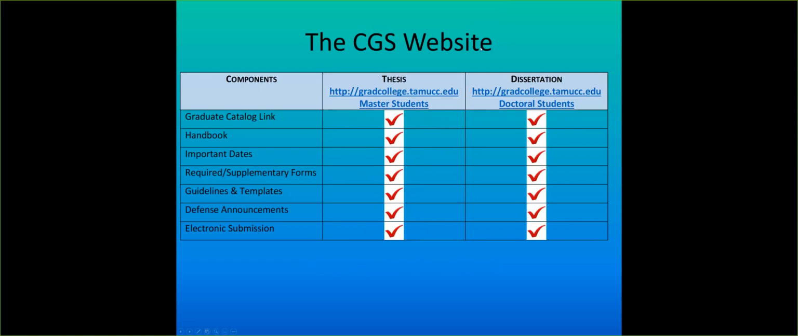So we have the CGS website. If you all go to these links here, gradcollege.tamucc.edu, master's students and doctoral students, you all have separate pages where you can view the different components that are available to you. We do have the catalog links, handbooks, important dates, what forms you need to turn in. We have guidelines and templates for your dissertation and theses, defense announcements, and then we discuss the electronic submission.